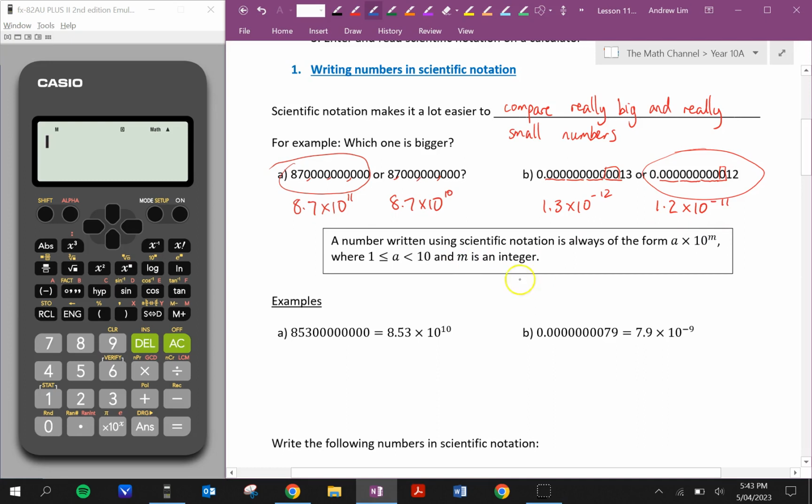And this m here is an integer, a whole number. It could be positive or it could be negative. If it's positive, that means the number is really big. If it's negative, it's really small, so really close to 0.